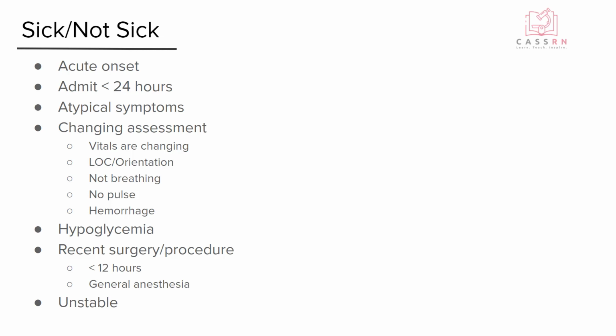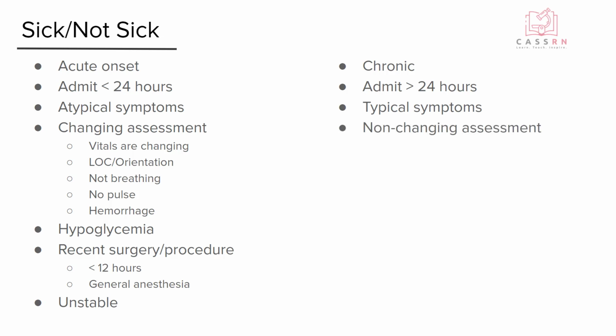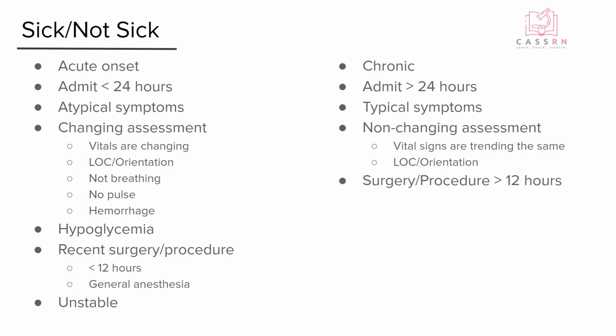Now, if we look at the not sick categories, we're going to go along the same lines, just the opposite of those. If the disease is chronic, if they've been admitted longer than 24 hours, if they've got the typical symptoms for their disease, if their assessment is not changing, so that means that their vital signs are trending the same, their LOC and orientation are staying the same, they've had a surgery or procedure, but it's been longer than 12 hours, they're stable. They use the word stable.